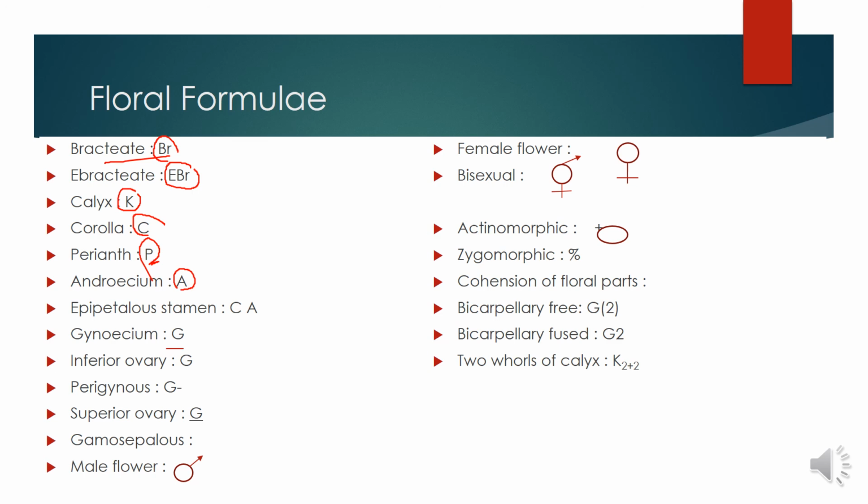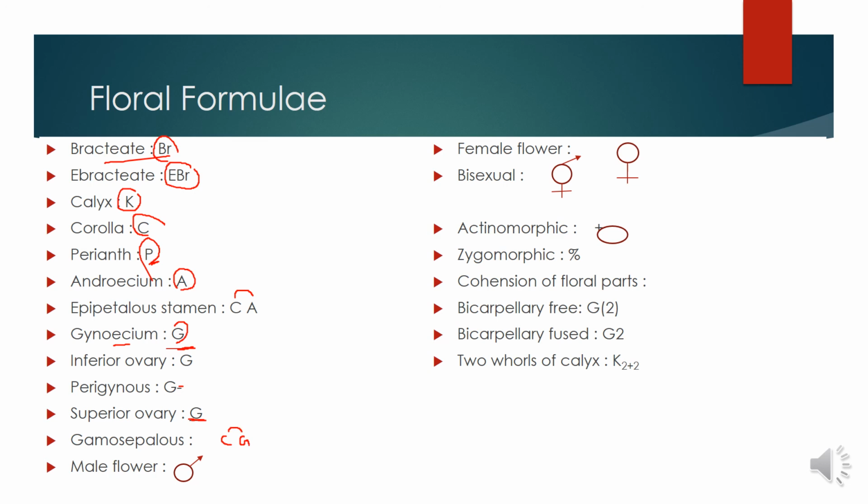And if the androecium is attached to the petal, then it is written as C with a bracket on the top of A. The gynoecium is denoted by G, and if the ovary is inferior, then we have a bar on the top of G. If the ovary is perigynous, then we have a bar at the side of G. If the ovary is superior, then we have a bar under the G. And if it is gamopetalous, that is, the petals are attached together, then it will be denoted like this.